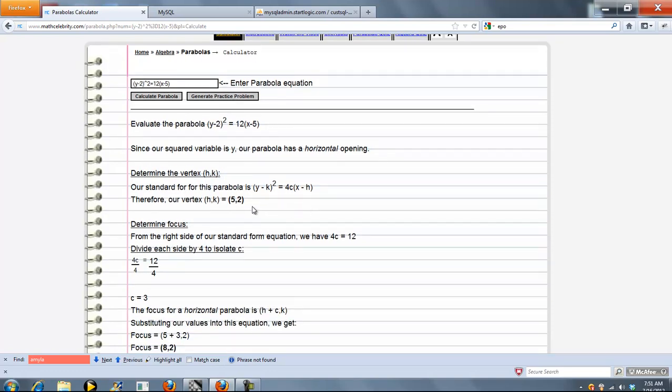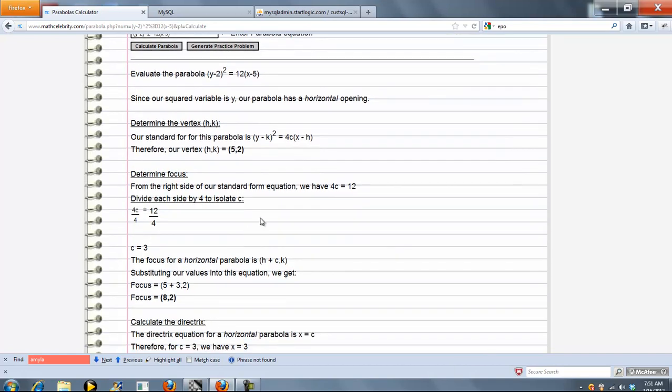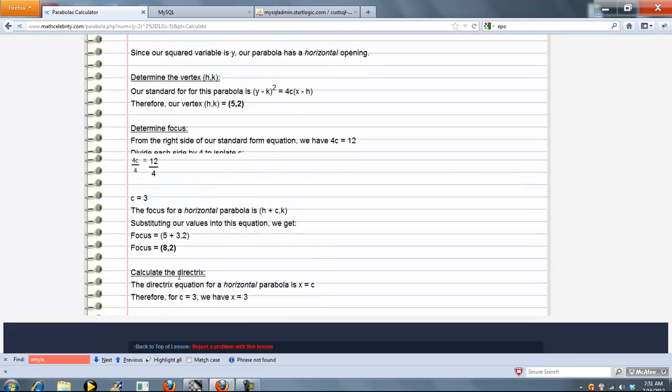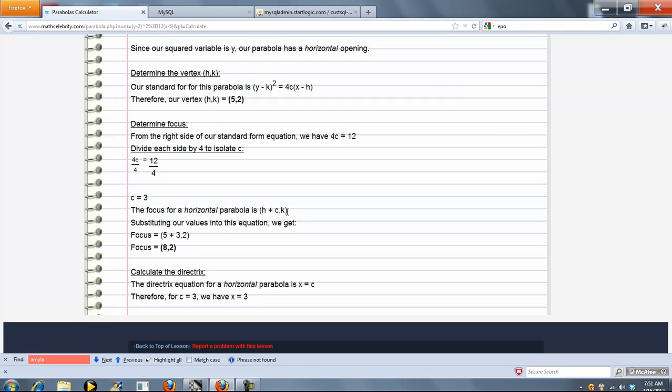And we get our vertex, it's 5, 2. And we set up our standard equation and solve for C, so that's 3. So our focus is just H plus C and then K. So we take 5 plus 3, and K was 2. We get 8, 2 as a focus. And the directrix then is just X equal to C, so X equal to 3.